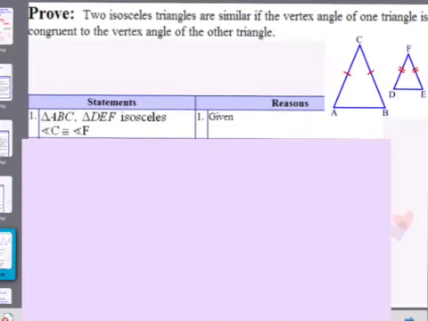I also want you to try this proof. You're told that two isosceles triangles are similar if the vertex angle of one triangle is congruent to the vertex angle of the other triangle. So these are your given statements if you want to copy them down. And you are trying to prove that the two triangles are similar. Finish these up and we'll go over them in class. Make sure you submit a picture of these two proofs with the video.